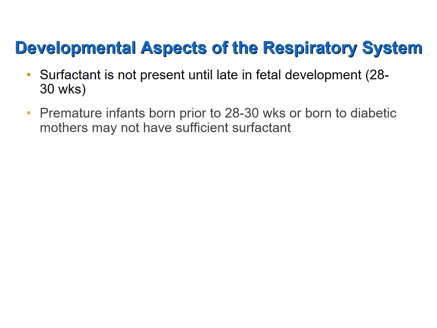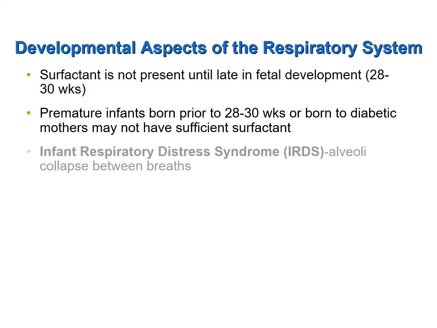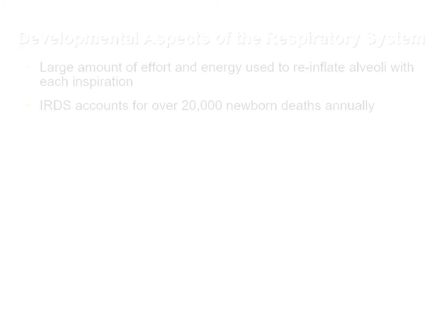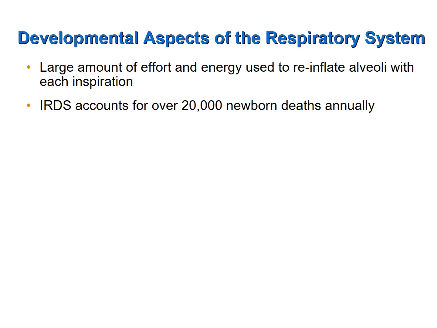So a premature infant born before about 7 months of gestation, or born to a diabetic mother where there is impairment in development, might not produce enough surfactant, or perhaps their lungs don't produce any surfactant at all. And what that leads to is infant respiratory distress syndrome, where the infant's alveoli collapse between breaths. And this causes the infant to have to expend a lot of energy when breathing. With the infant struggling to reinflate the alveoli, this leads to complications that ultimately puts the infant's life in jeopardy.